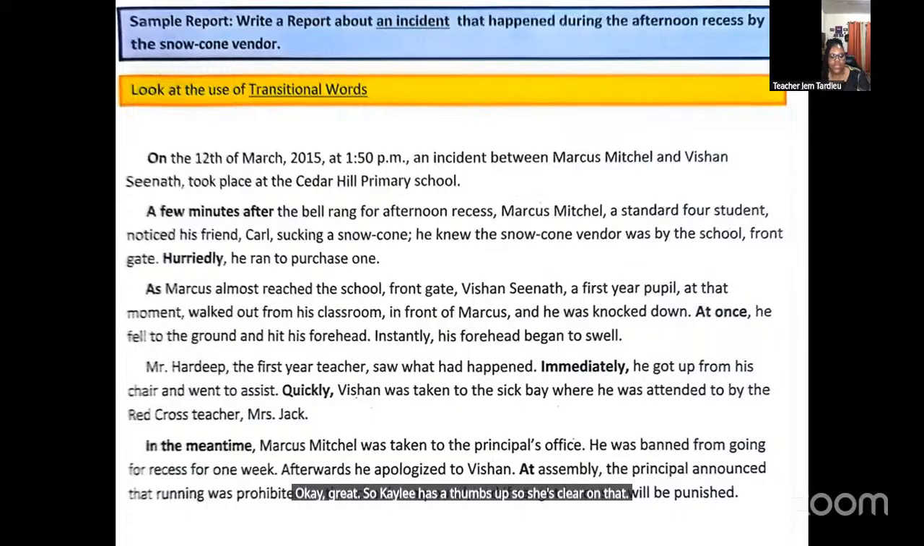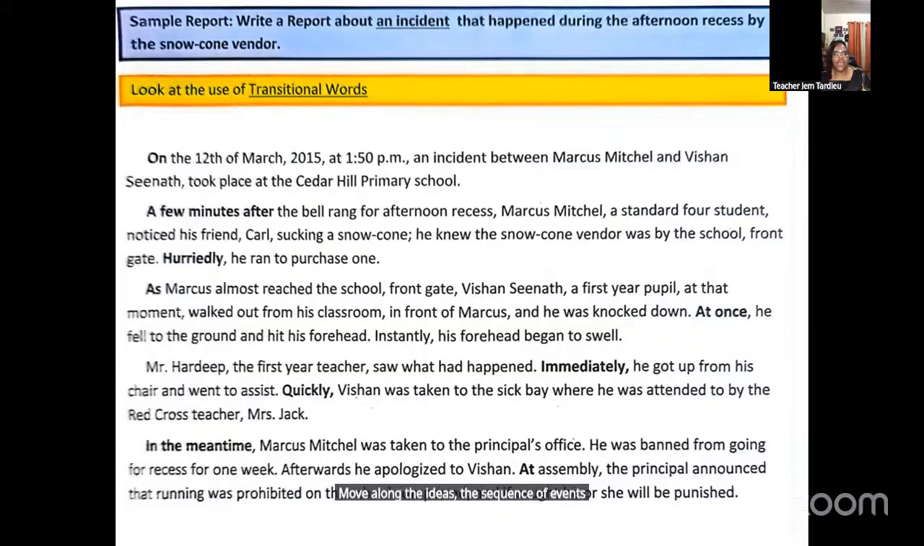So again, I just wanted to highlight here transitional words. I'm not going to read this report, but transitional words are very important in your writing. It gives the flow that we are looking for. It gives the sequencing that we are looking for. It shows that this child understands language in such a way that they can use these transitional words to help move along the ideas, the sequence of events.